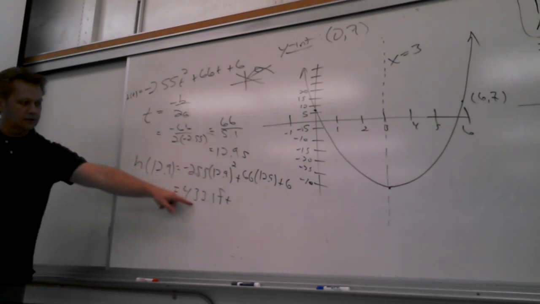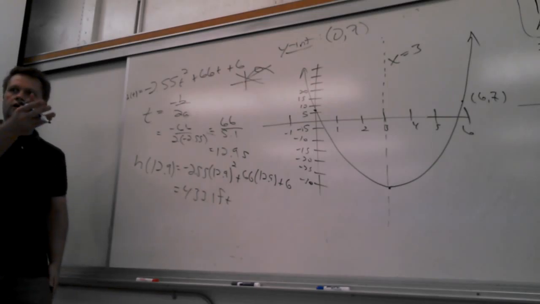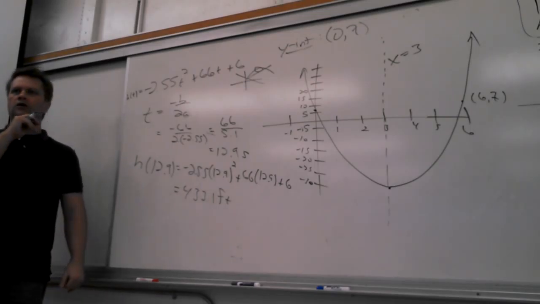So after about 13 seconds, it would get up to about 430 feet on the moon. 433. Cool, I like it. Confirmation. So a baseball game on the moon would be interesting, right?